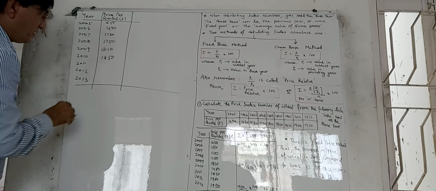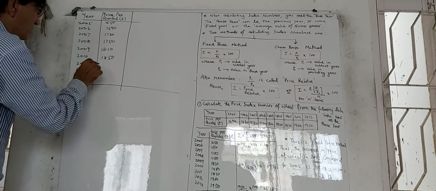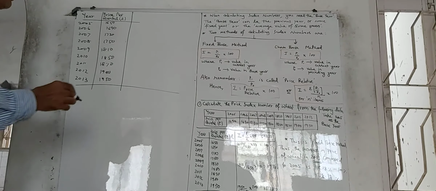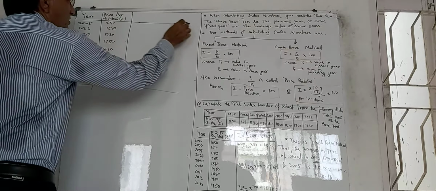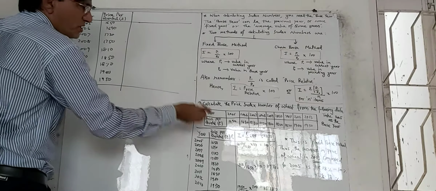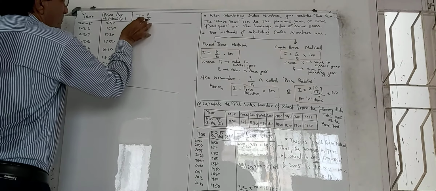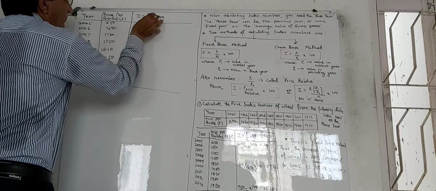1870, 1900, and finally 1950 rupees per quintal. Alright, now we chose the fixed base method with 2005 as the fixed base. But supposing you want to do the same thing by the chain based method, then in this case it will be the same formula, P1 upon P0 into 100, but this is by the chain based method.